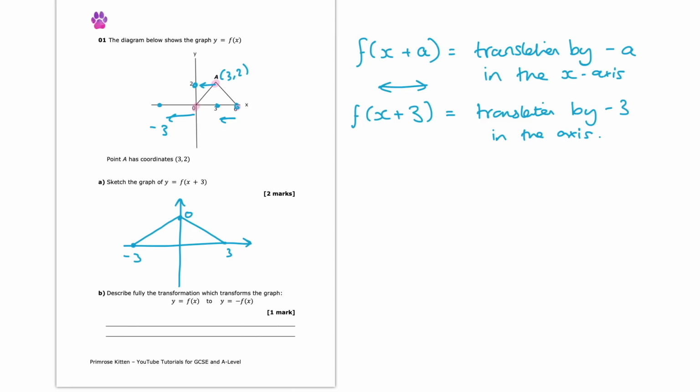So here we want to describe fully the transformation that maps the graph y equals f of x to y equals minus f of x. Now this here again is really just a fact recall thing. We need to understand what that means. And what this is, it is a reflection.